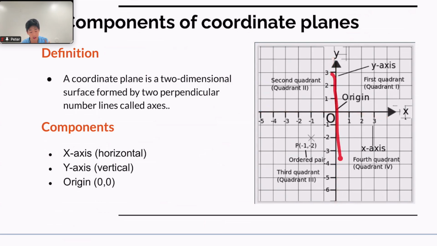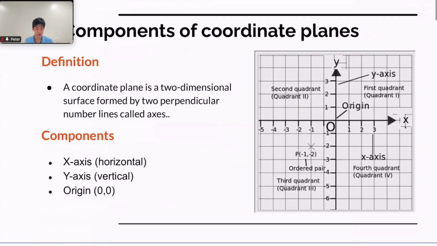So these two lines make up the coordinate plane. And also don't forget to add the arrows because the coordinate plane goes on to infinity. So it never stops. The origin is the 0, 0 point. And then we have the gradients, which we'll talk about later, and we have the units on both axes, x-axis and y-axis, to indicate what unit it is.